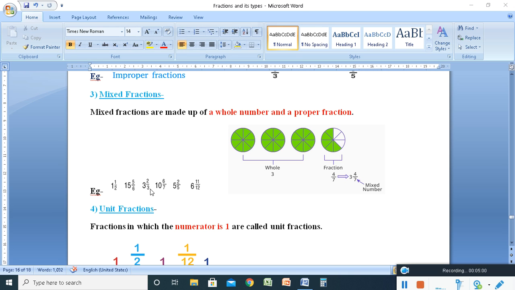2 by 3 is a proper fraction. So it's a mix of a whole number and a proper fraction. This type of number is called a mixed fraction, a combination of a whole number and a proper fraction. So this is the third type, mixed fractions.